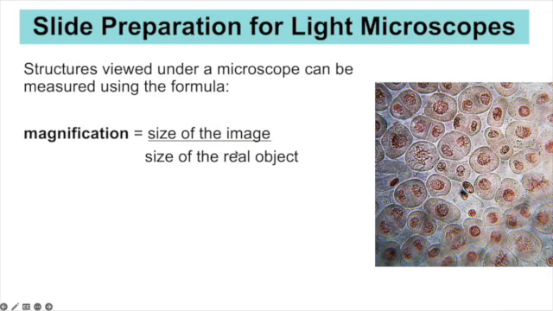And it's never usually that straightforward. Often you have to have changing of units involved as well. So we usually measure the size of an image in millimeters, and the size of the real object is usually in micrometers. So to convert your millimeters into micrometers, you would have to multiply by 1,000. So there's normally that additional step as well.